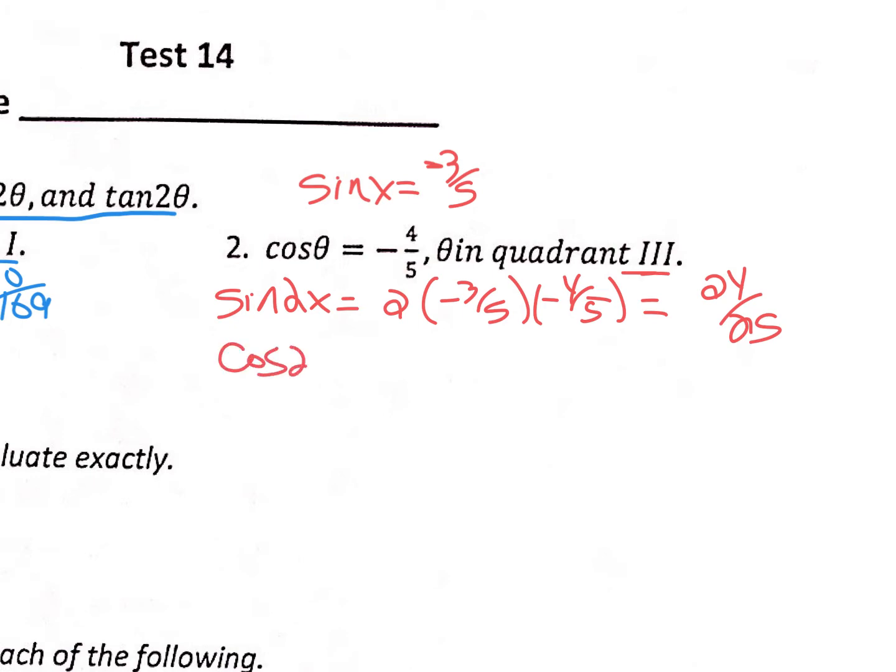Cosine 2x, I'm going to do the same thing again. Cosine squared minus sine squared. Cosine squared would be 16 25ths. That's 4/5 squared. Then I'm going to square 3/5, make it 9 25ths. So do my subtraction there, 7 25ths.